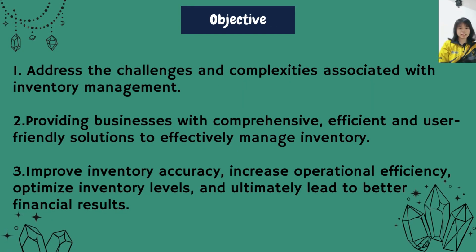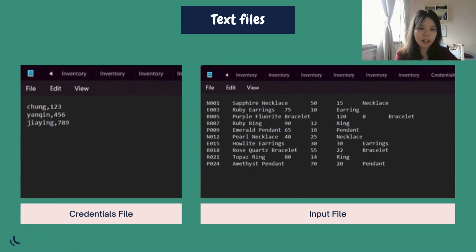The objective of us is to address the challenges and complexity associated with inventory management, providing businesses with comprehensive, effective, and user-friendly solutions to effectively manage inventory. And the last one is to improve inventory accuracy, increase operation efficiency, optimize inventory level, and ultimately lead to better financial results. So next is the text file.